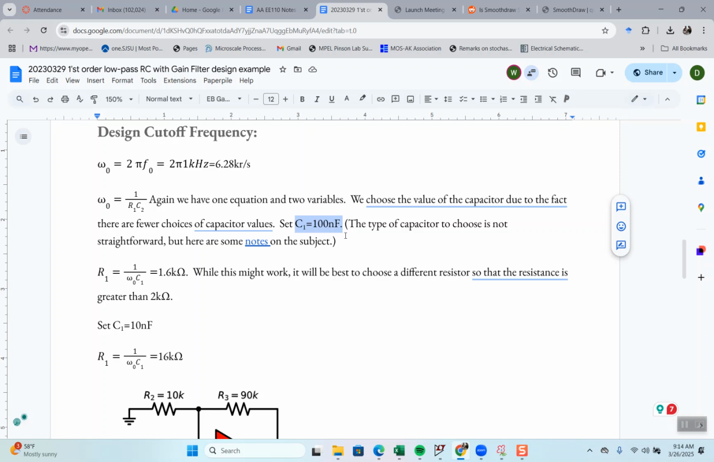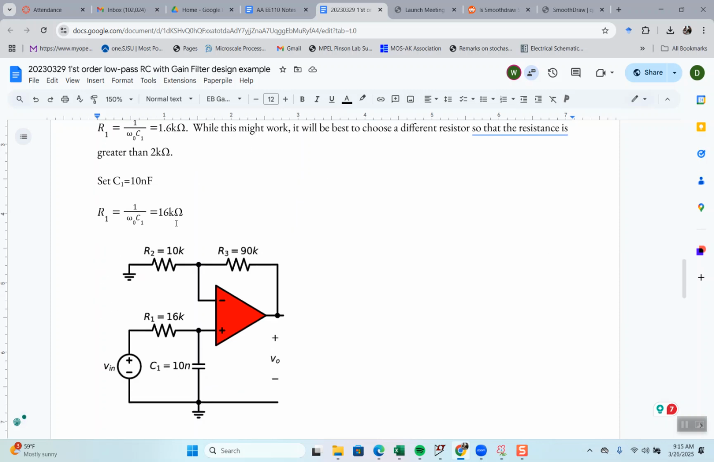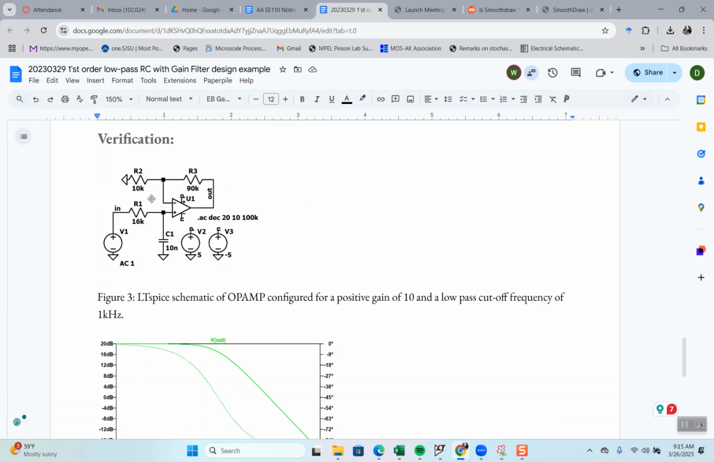Now, I made a mistake on purpose, okay? I try 100 nanofarads. I calculate R1. I get 1.6 kiloohms. That's really smaller than the 2K or 10K that I prefer. It's on the verge of working, let's just say. But I want a bigger resistor. So I see that equation there. If I drop this by a factor of 10, the resistance will go up by 10, to 16K. There you go. And then I make it in LTspice.